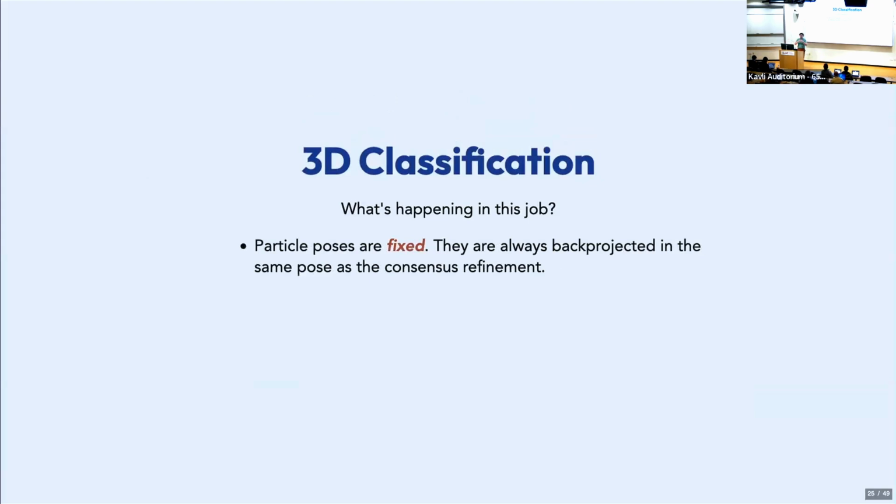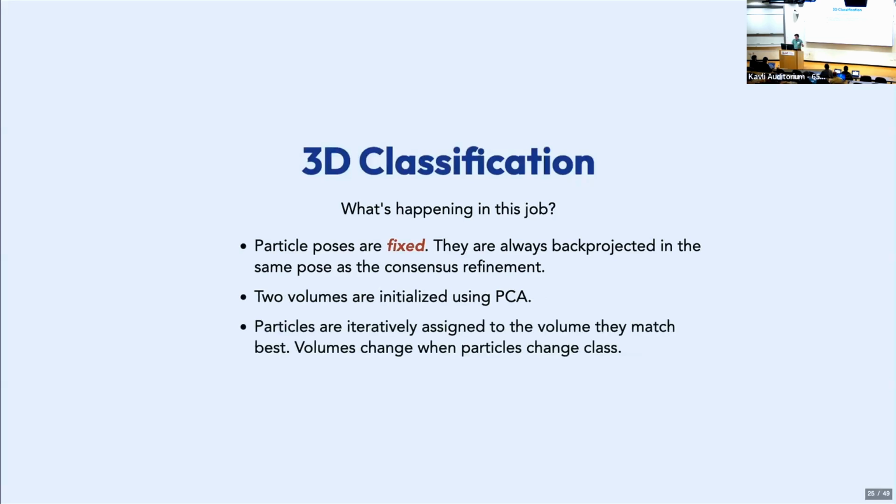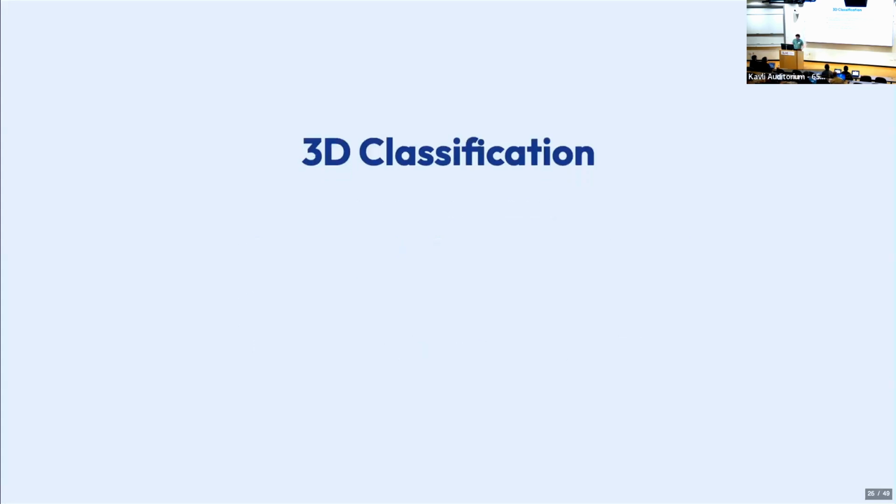okay? So we have this non-uniform refinement that I did as part of the standard workflow, quote unquote, where we got this nice map with this blurry thumb, okay? So we're using the poses from that. Two volumes are initialized using PCA, so we do all those reconstructions and find the average. Particles are iteratively assigned to the volume that they match best, right? So the volumes change only when the particles change class.